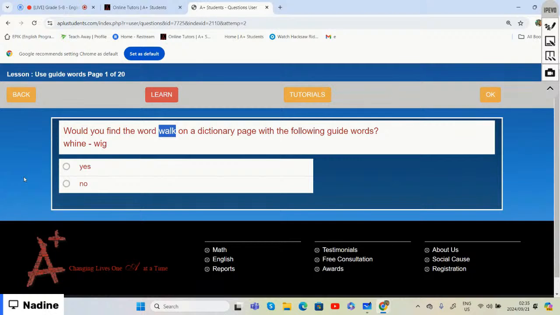So will we find the word walk on a dictionary page with the following guide words, wine and wig? Will we find walk on that same page? Yes or no? All right, then if we choose the correct option, then no, you will not find walk on that same dictionary page. So well done. No, you won't.